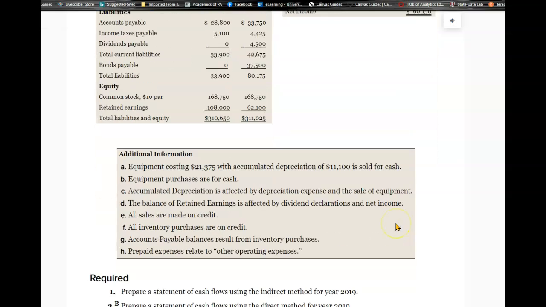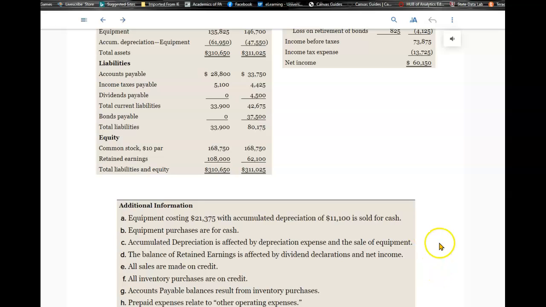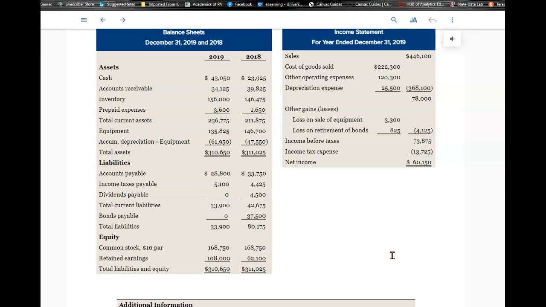The other thing we look at here is, were there any transactions involving the owners? And so here they say the balance of retained earnings is affected by dividends, dividend declarations, and net income. And so our retained earnings balance did change. It changed from, let's see, we had 108 in 2019 minus 62,100 in the year before. So that ends up being a change of $45,900.